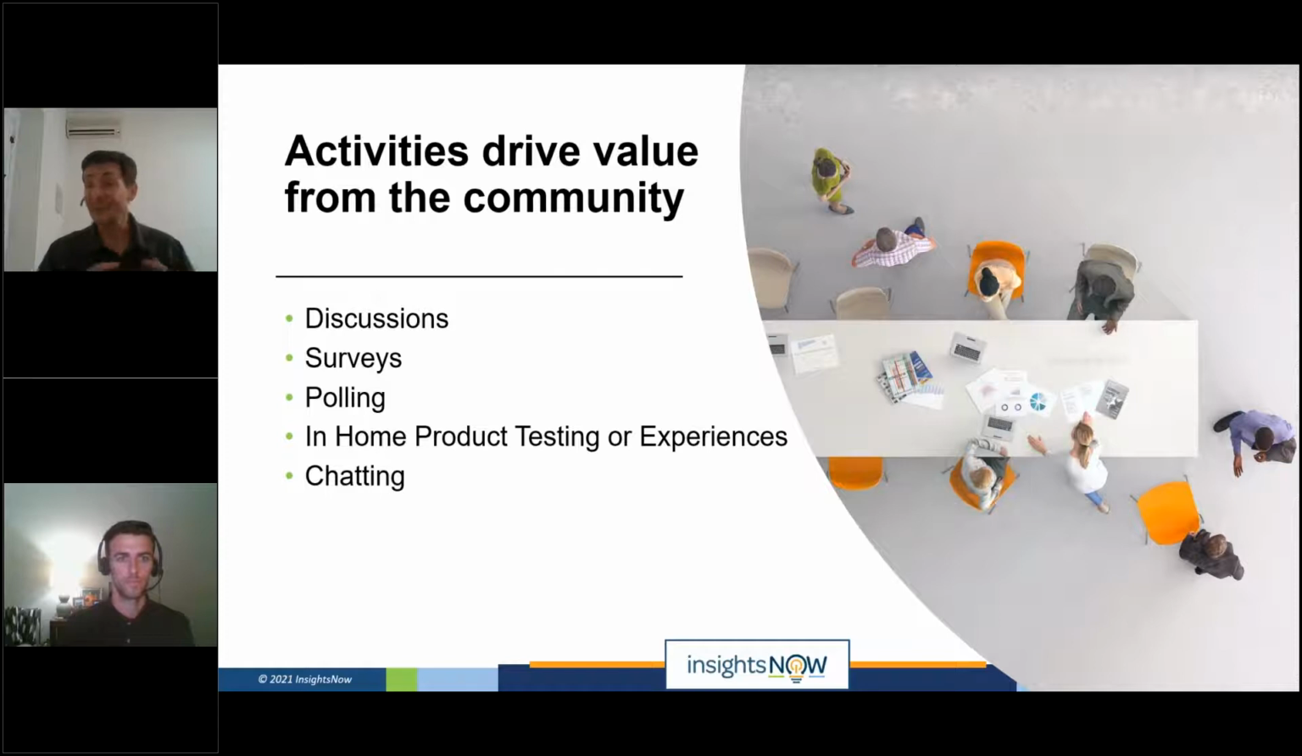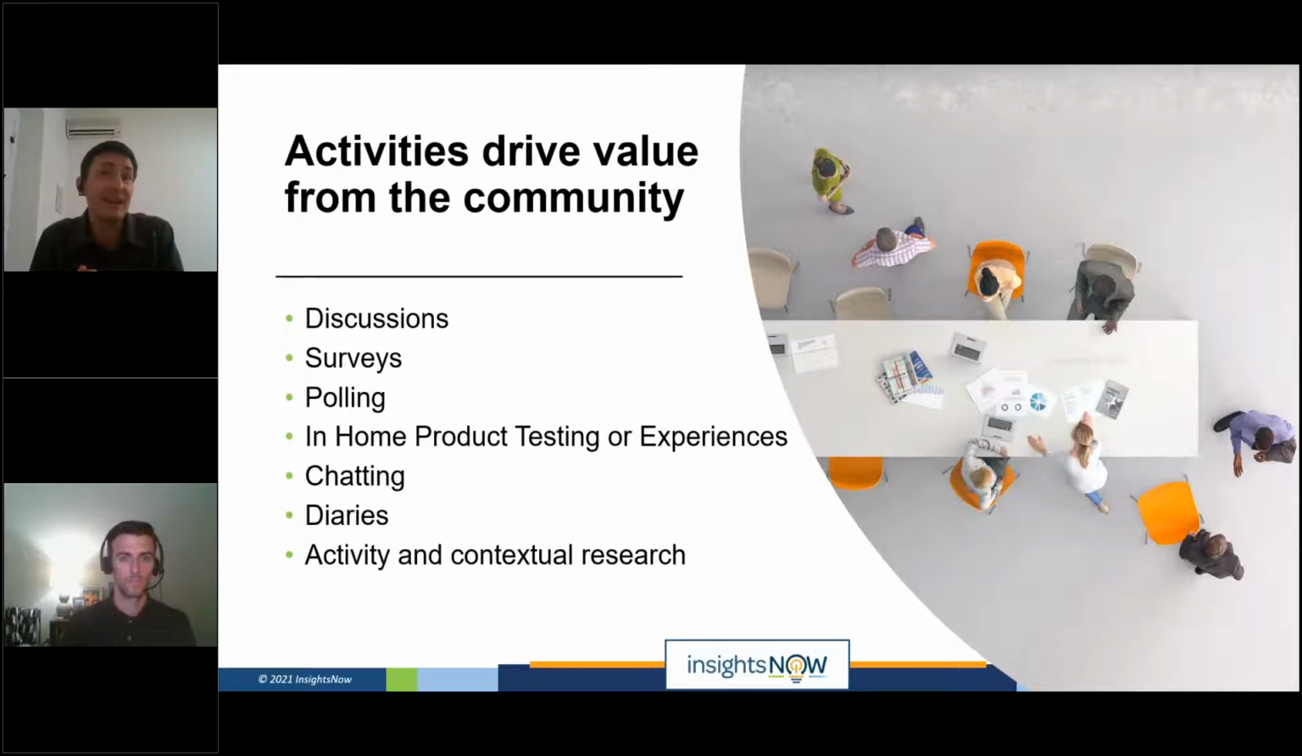So they can diary that whole entire process out, and you can get them to do different types of activities, such as, here's some product, I want you to host a party and get people's opinions from the entire party and get that fully contextualized research done as well.